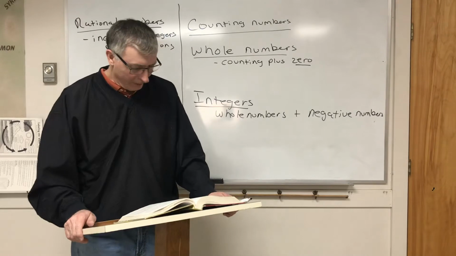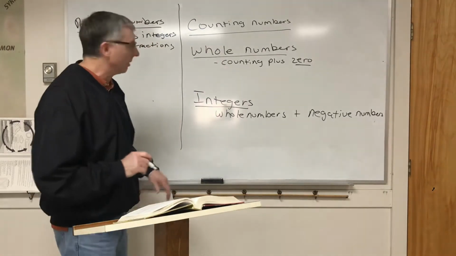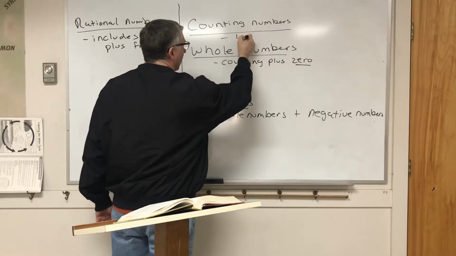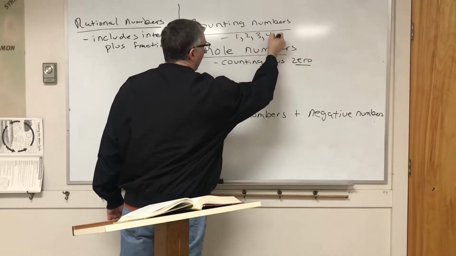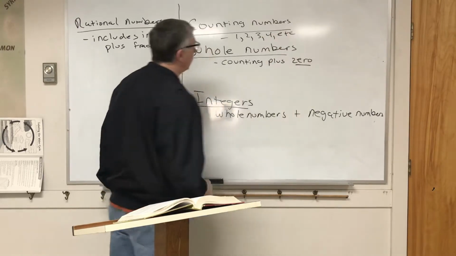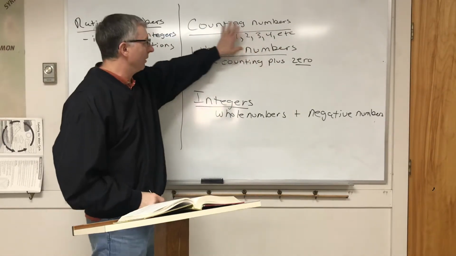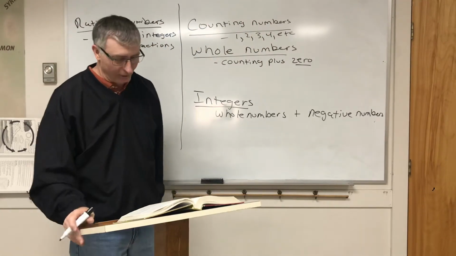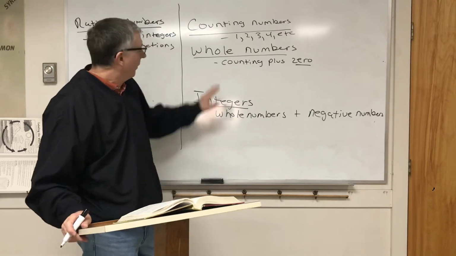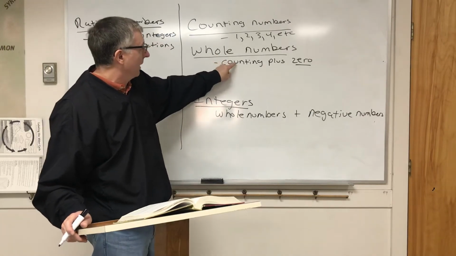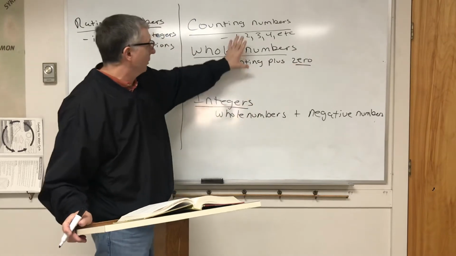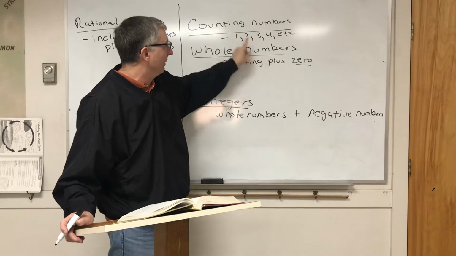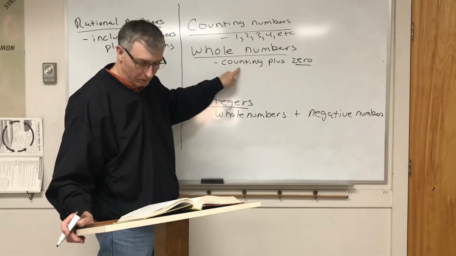Okay, so the counting numbers. Counting numbers are simply the numbers that we count with. So we start with 1, 2, 3, 4, and on and on and on. There's nothing negative here. It does not include 0. It's just the counting numbers, 1, 2, 3, 4, 5, 6, 7, and so on. Then the whole numbers would be the counting numbers plus 0. So it's exactly the same thing, except that 0 is added to it for the whole numbers.